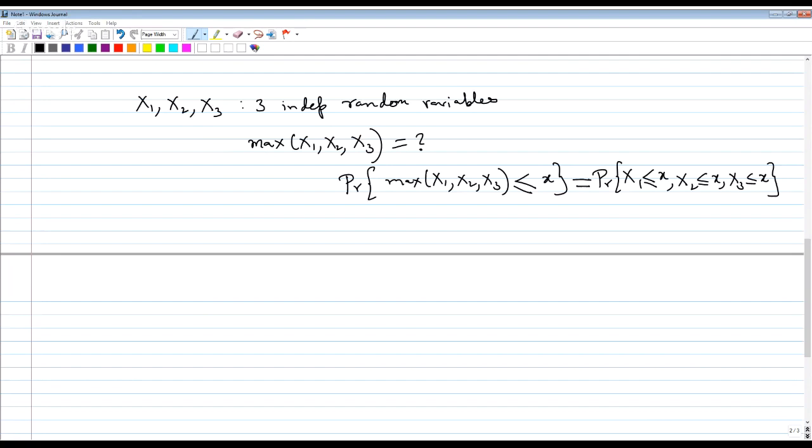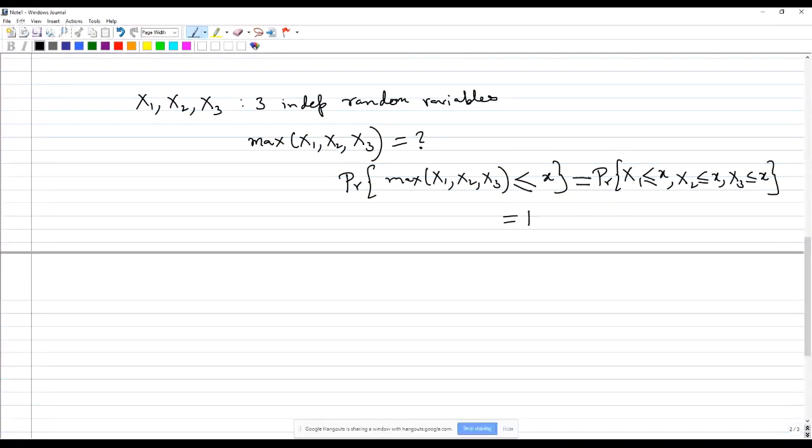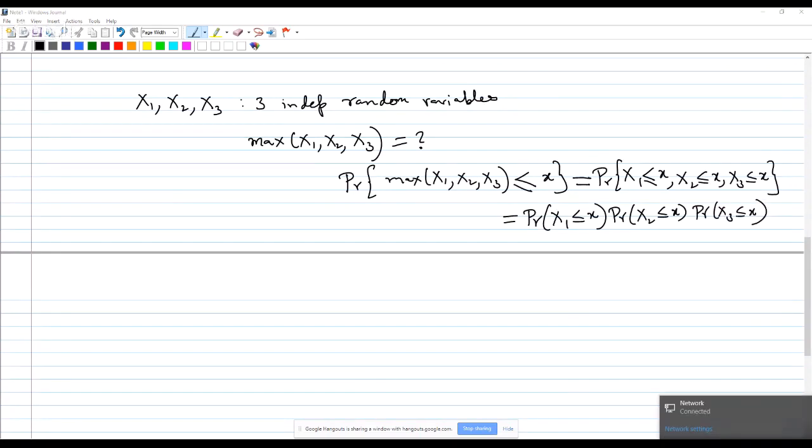Now since x1, x2 and x3 are independent, this probability will simply become the probability of x1 less than or equal to x times the probability that x2 is less than or equal to x times the probability that x3 is less than or equal to x. So I have managed to break down the probability of the max of 3 random variables being less than or equal to x as the product of each of these cases. This was true because of the independence assumption. If x1, x2, x3 are not independent, this would not be true.